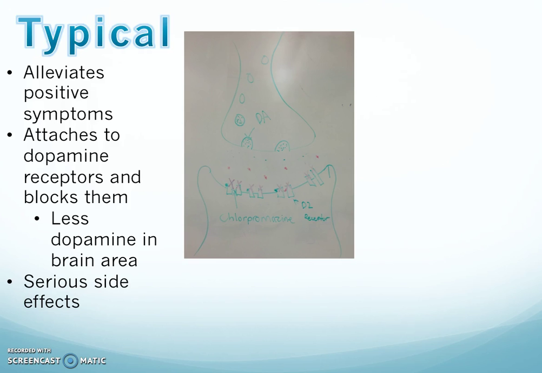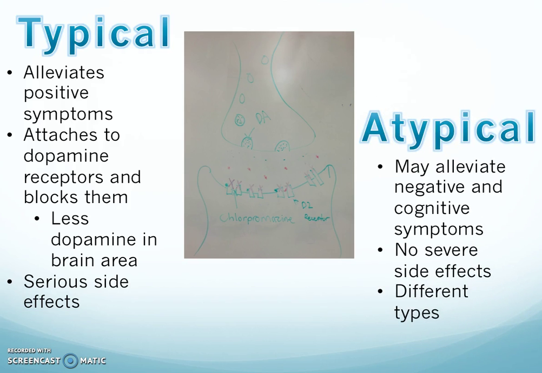There are some serious motor side effects associated with typical antipsychotics, including Parkinsonism, which resembles Parkinson's disease, and tardive dyskinesia, which causes involuntary movement. Because of these side effects, another type of antipsychotic was created called atypical antipsychotics. These may alleviate negative and cognitive symptoms of schizophrenia, but they do not have the severe side effects seen in typical antipsychotics.